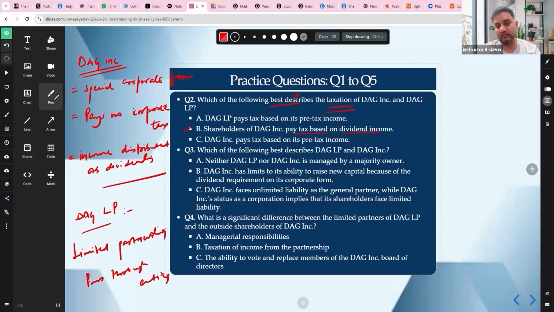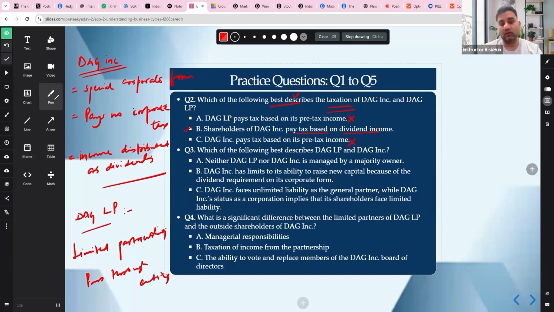DAG LP pays tax on pre-tax income? No, DAG LP pays tax at the personal level, right? So this is wrong. DAG Inc. pays tax based on pre-tax income? This is also wrong, so they pay on dividend income.